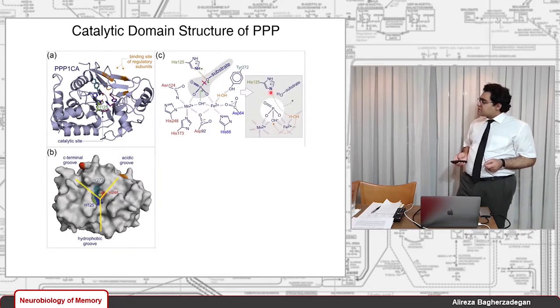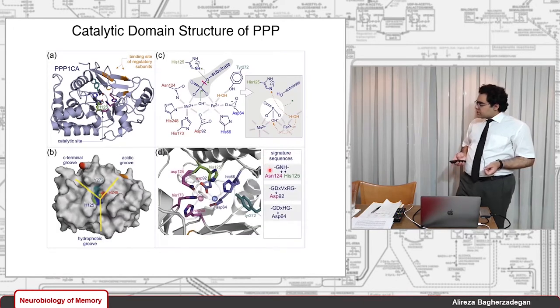So this is what happens. Now, after the substrate is protonated by histidine 125, it leaves, and this phosphate is also released after it gets an electron from this hydroxide ion. Instead of this hydroxide ion, it can also be a water molecule as our nucleophile.